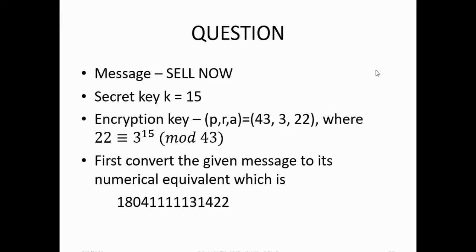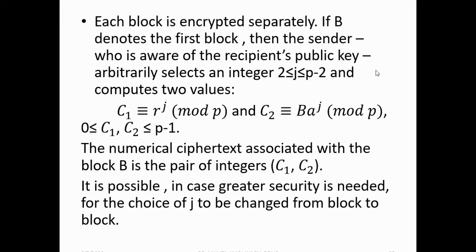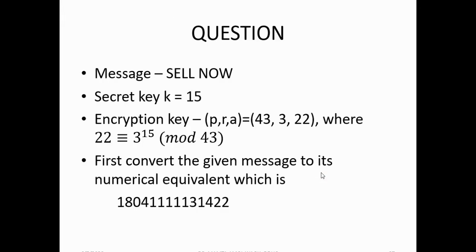So as you can see, we are following these steps only. Look, this C1 is R to the power j, C2 is B A to the power j, and C1, C2 is sent as a ciphertext. This thing we are doing here.